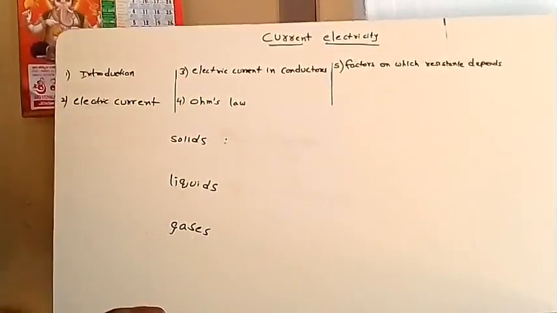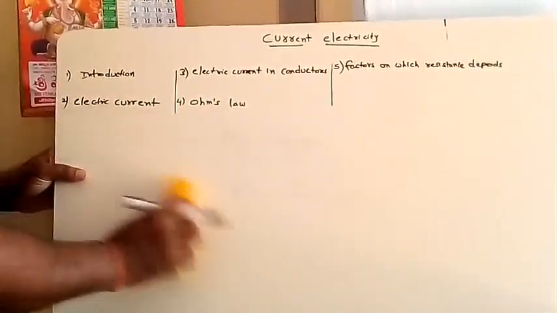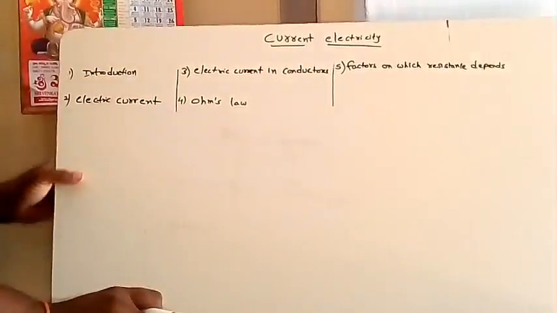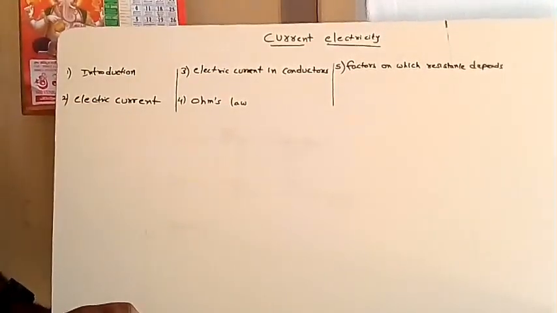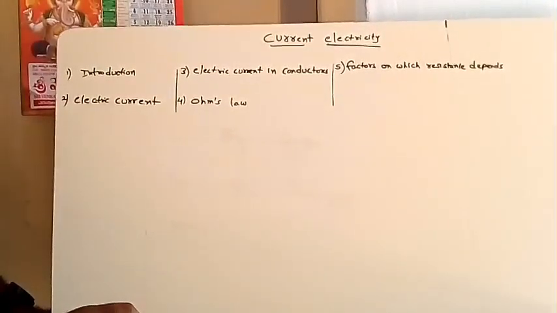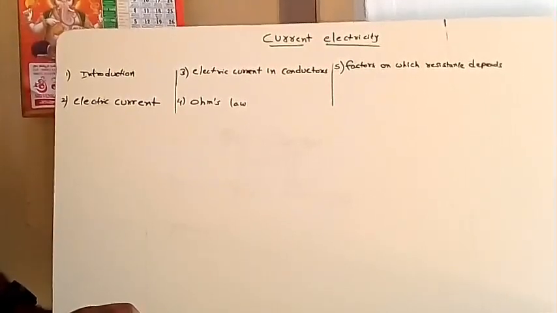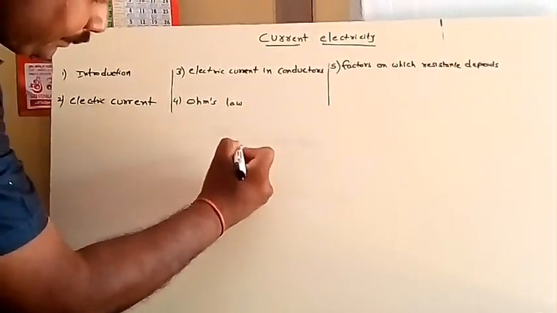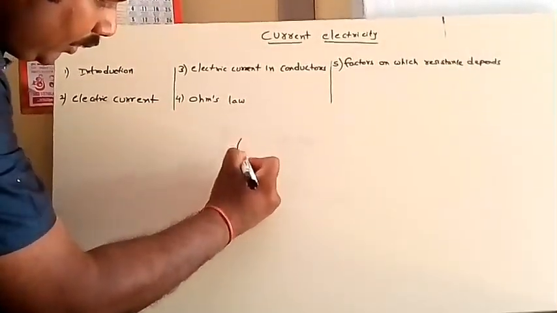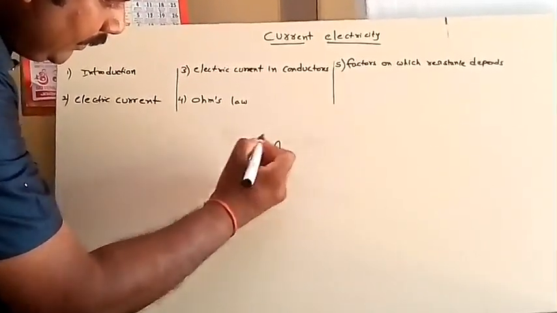Now, in a conductor, how these free electrons are behaving in the presence of electric field, in the absence of electric field, now we will see. See, here I am taking one conductor.